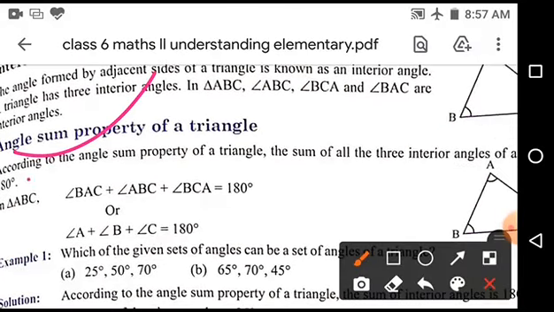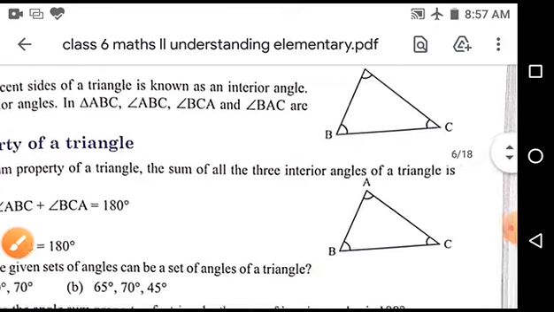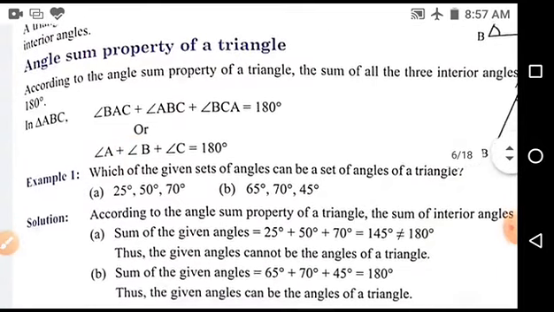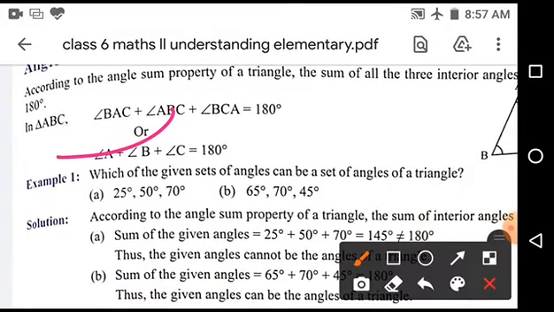Next topic is the angle sum property of a triangle. This is an important property. In the case of a triangle, if we find the total sum of the interior angles, it will be 180 degrees, because the sum of all the angles in a triangle is 180 degrees. Clear? So you have to learn: angle A plus angle B plus angle C is equal to 180 degrees. Clear, children? Okay.